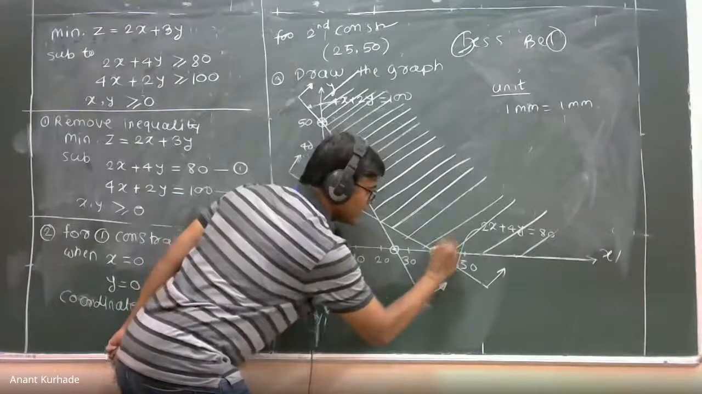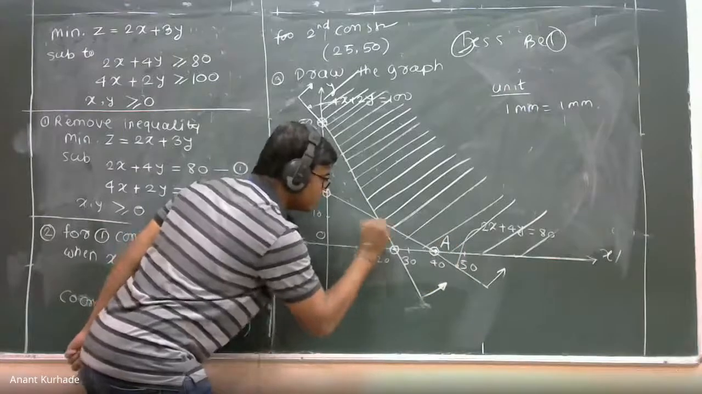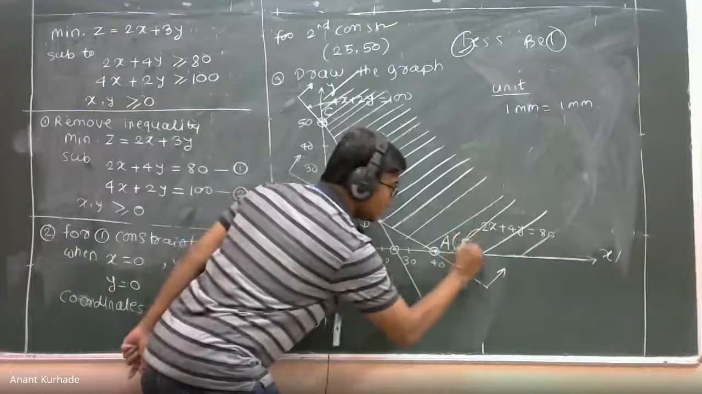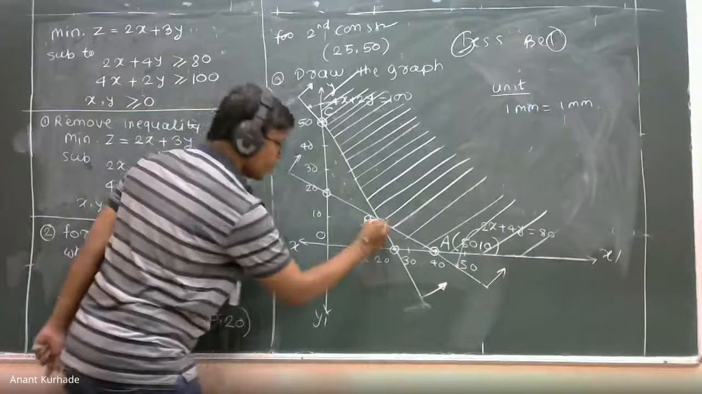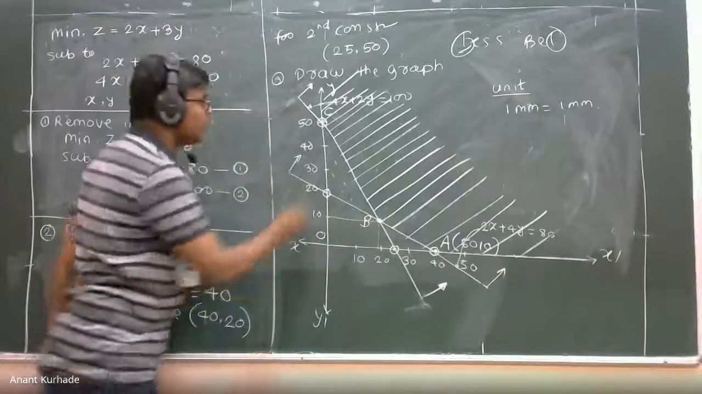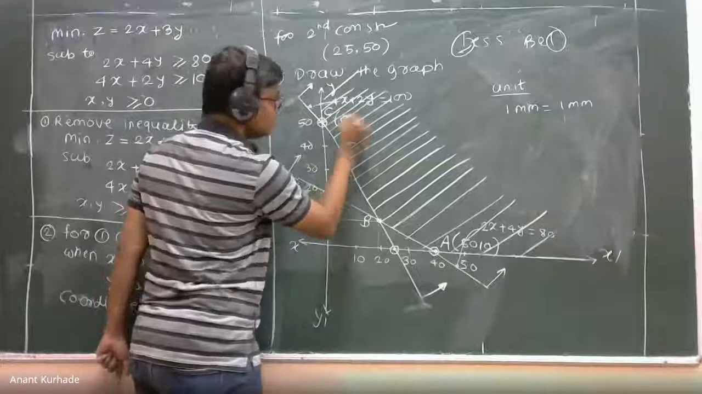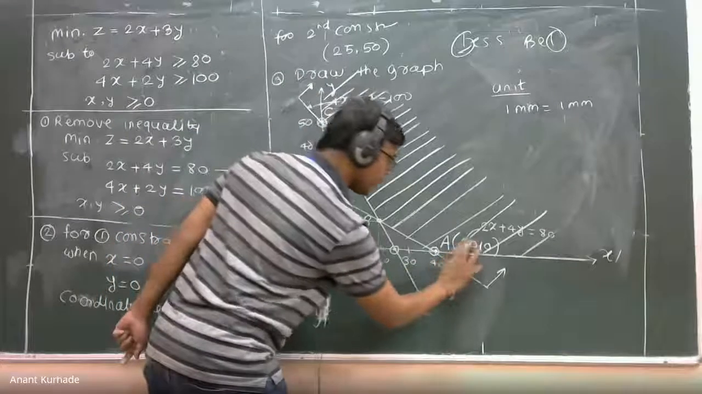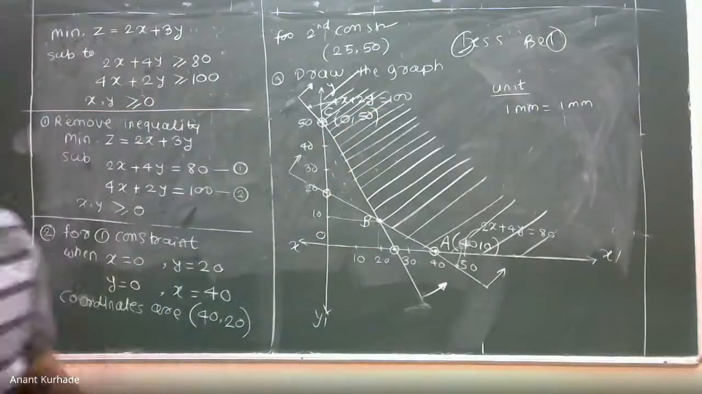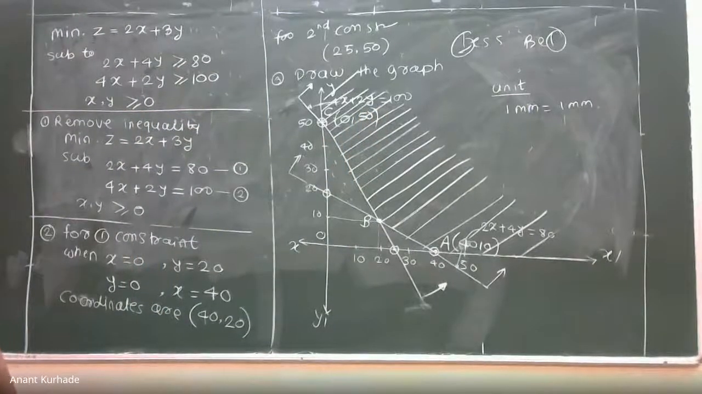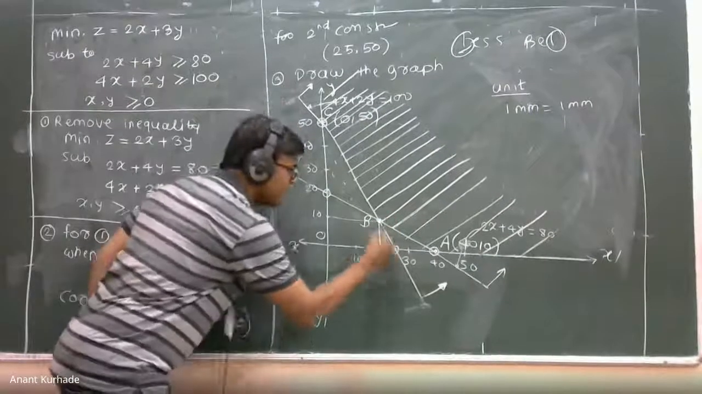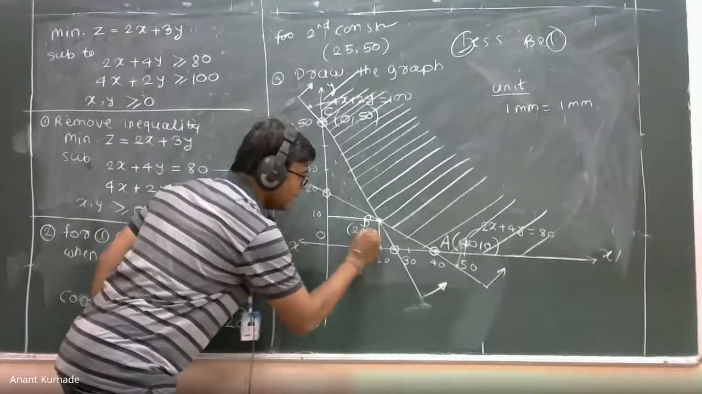Now name these corner points. This one is A. At this intersection, this is B, and this is C. Find the coordinates. A is 50, 0. Point B, you have to take from the actual solution: solving the two equations, x is 20 and y is 10. And the last point is 0, 50.